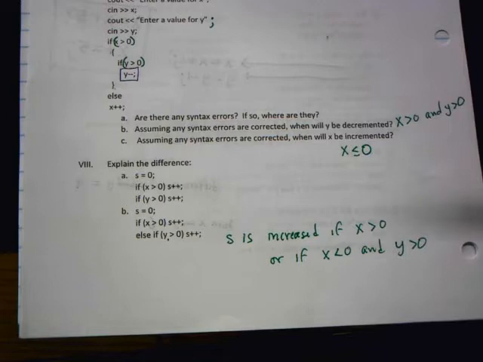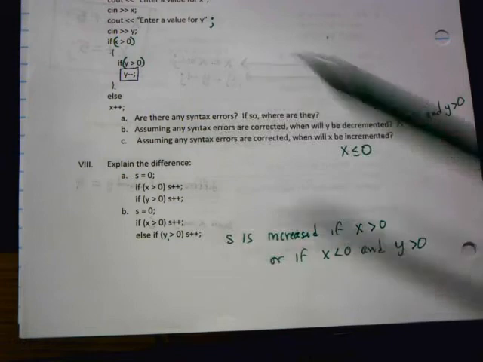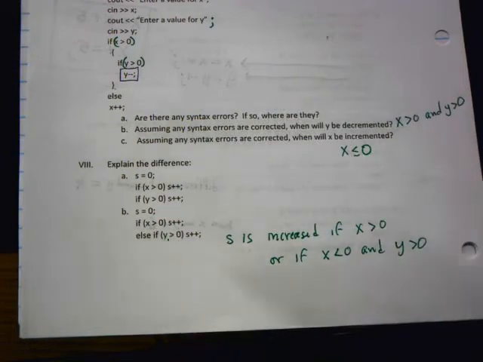So there's the biggest difference with this one. This one, S could possibly be increased by 2. This one, the most S can be increased by is only 1. Questions on that?